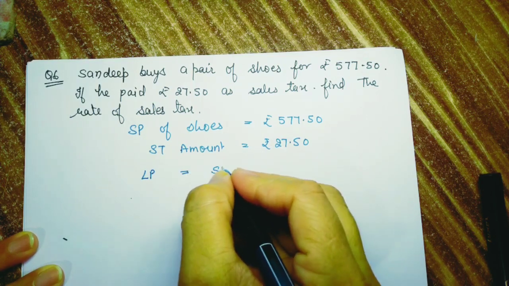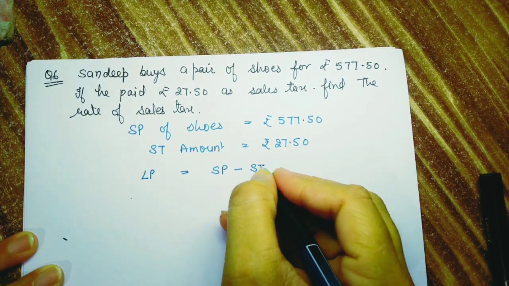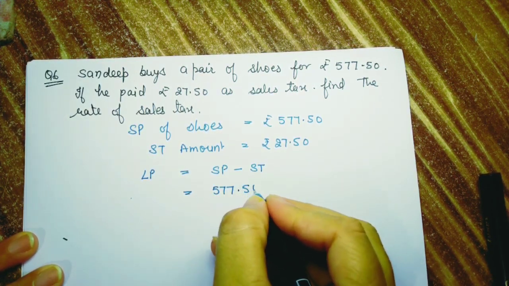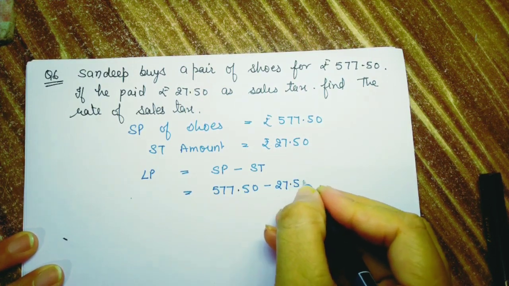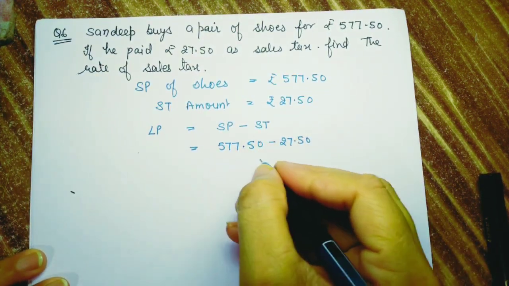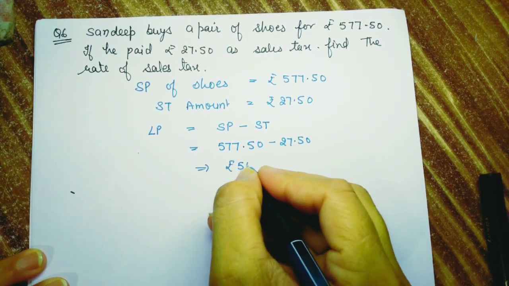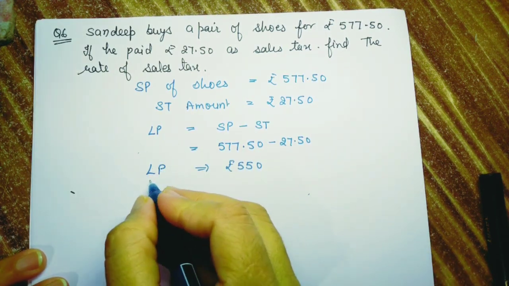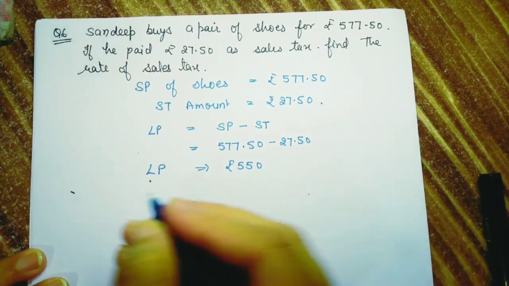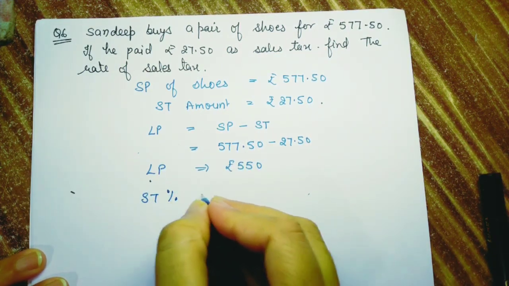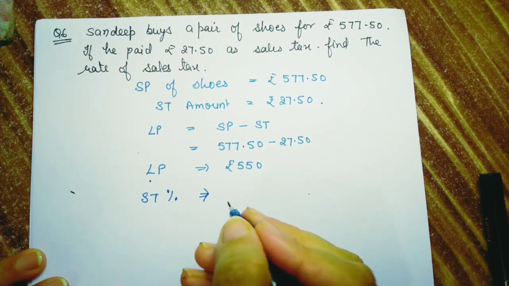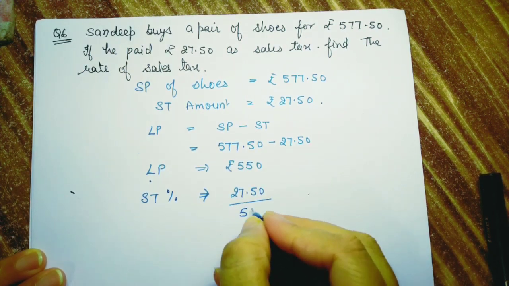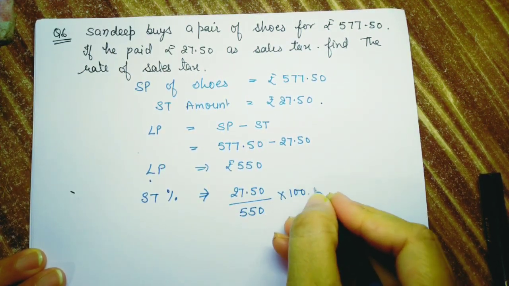Students, to find the list price, selling price minus sales tax. Selling price is rupees 577.50 and sale tax rupees 27.50. When we subtract this, from here we get the amount rupees 550 as the list price. Okay, and then, students, we have the list price and the amount also. Easily we can find out the ST percentage, how much percentage of sale tax was charged by the shopkeeper. So the amount of sale tax divided by list price and multiplied by 100%. This formula we will apply here.